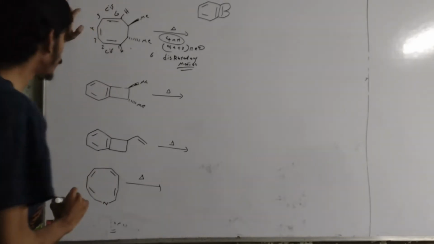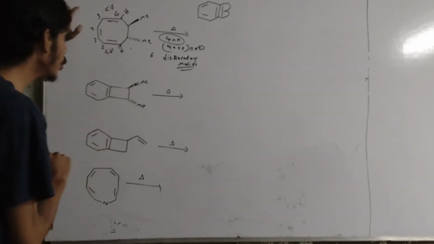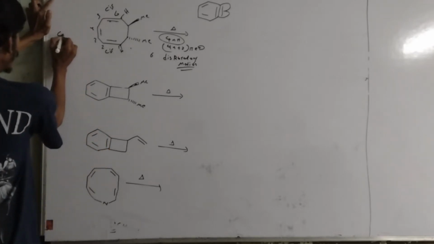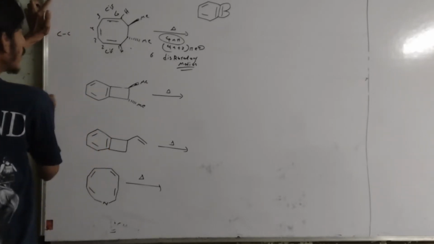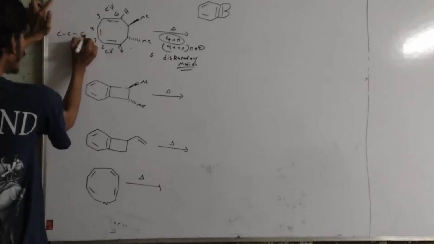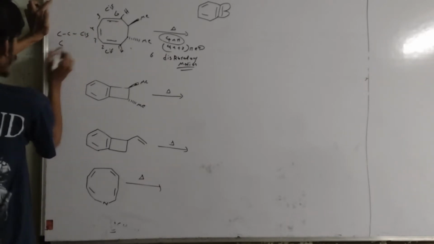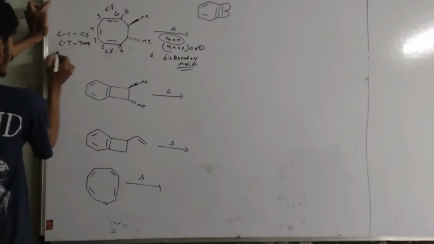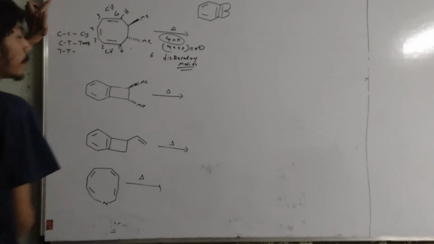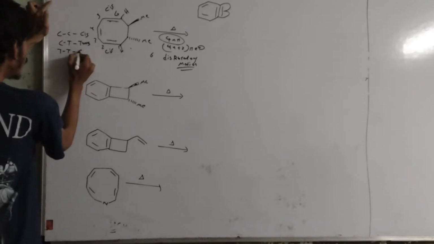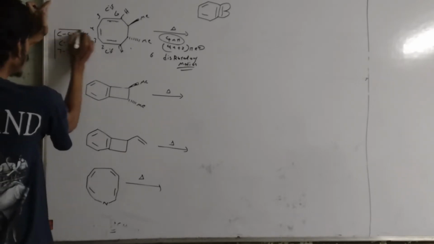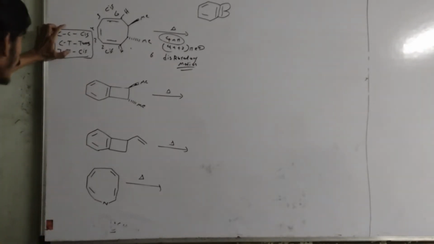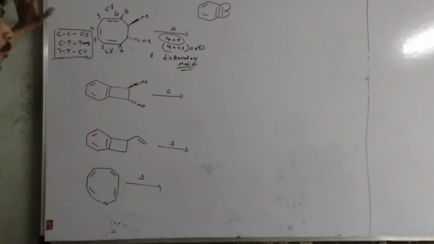One thing you should keep in mind: if two cis double bonds are present in the compound, then the overall compound is cis. If one cis double bond and one trans double bond are present, then the overall compound is trans. When two trans double bonds are present, then the overall compound is cis. Keep this in mind while you are solving this type of question.